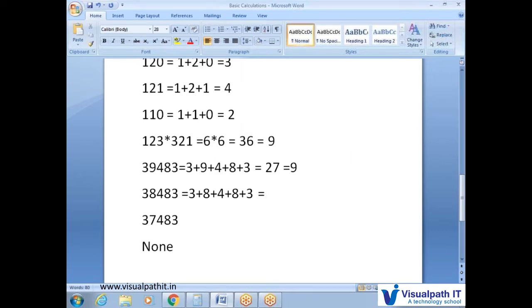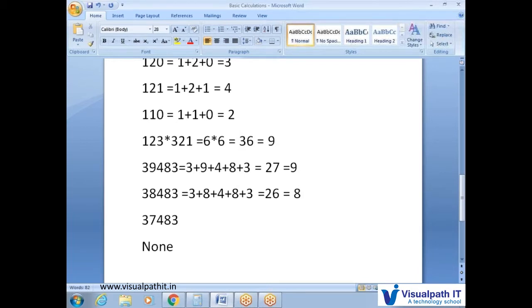Anyone using the digital root way, go for converting into a single digit first. 3 plus 8 plus 4 plus 8 plus 3. So 3 plus 8, what is the answer? 11. 11 plus 4, 15. 15 plus 8, 23. 23 plus 3, 26. 26 is again a double digit number, so again converting into a single digit: 2 plus 6 equals 8. Is 8 equal to 9 or not? So 8 is not equal to 9.